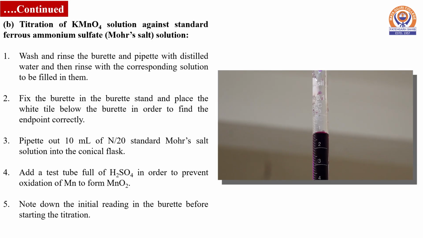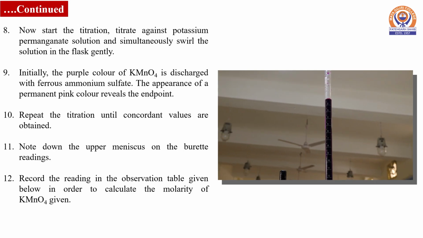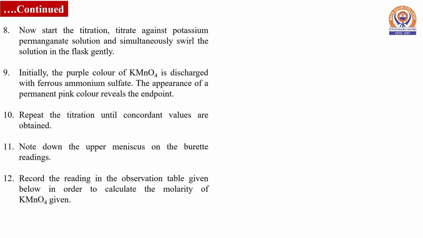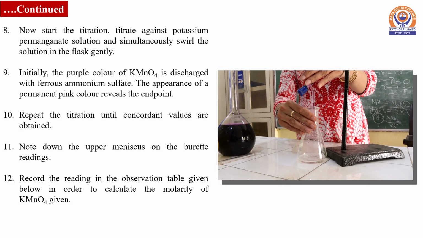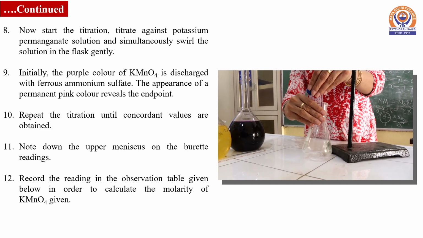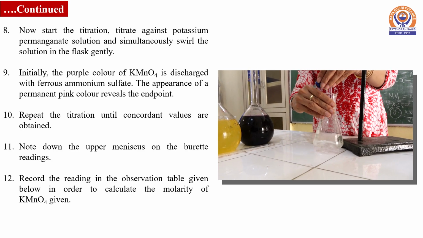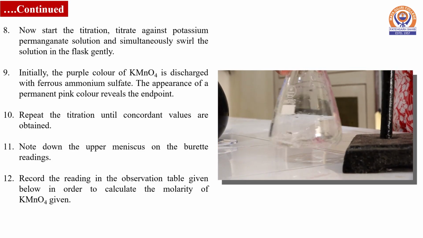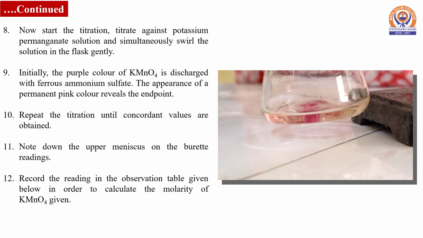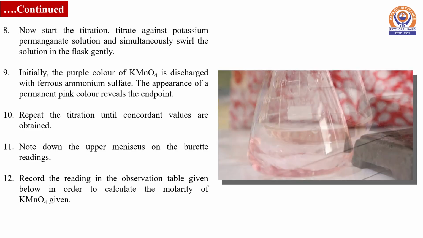Note down the initial burette reading. Check the upper meniscus on the burette reading since KMnO4 is a colored liquid. Start titrating the Mohr salt solution by dropwise addition of potassium permanganate solution and shaking the solution in the flask gently. Keep adding potassium permanganate solution in the conical flask till a permanent pink color appears. This is the end point of the titration.